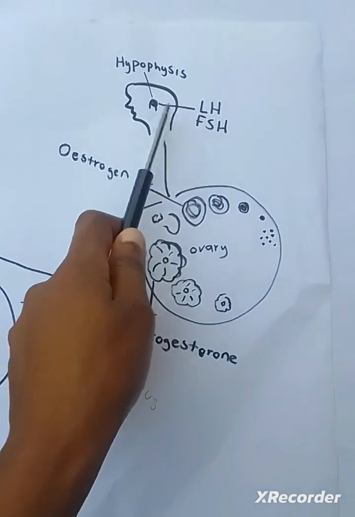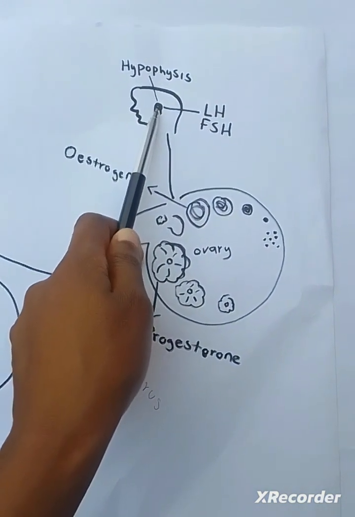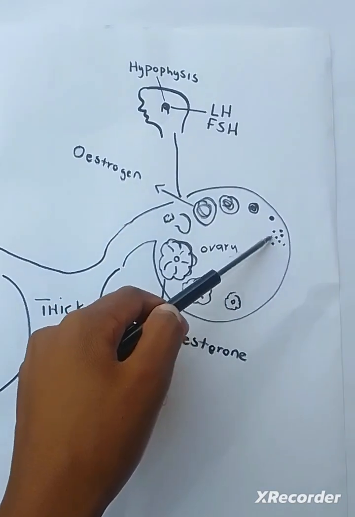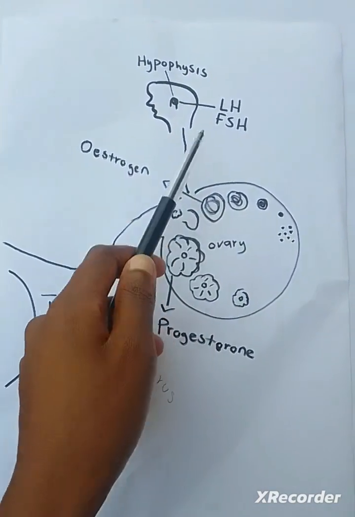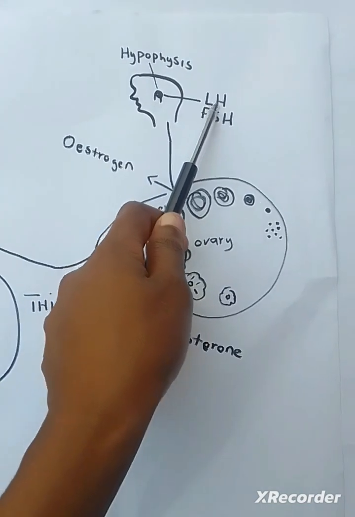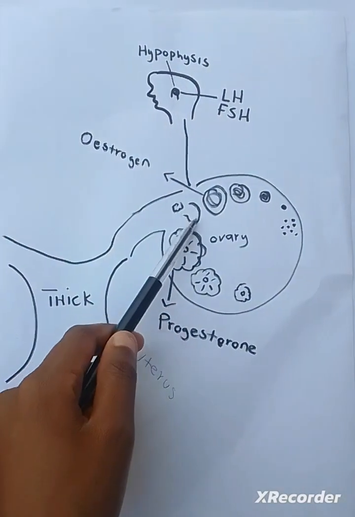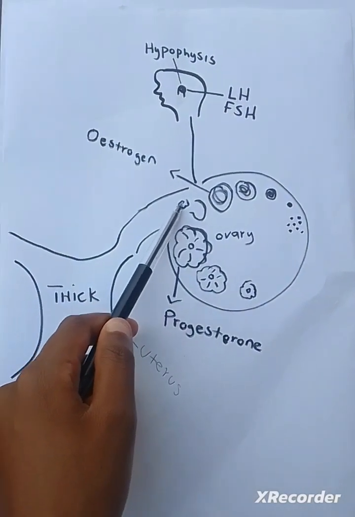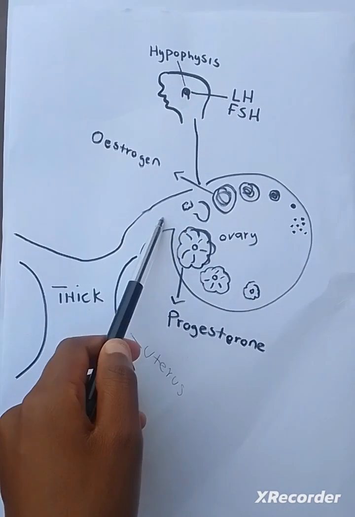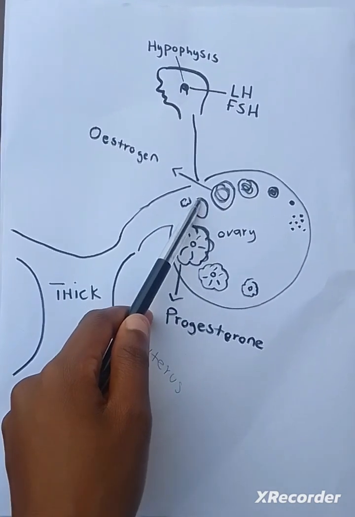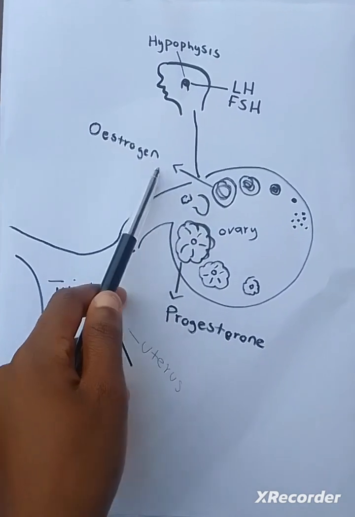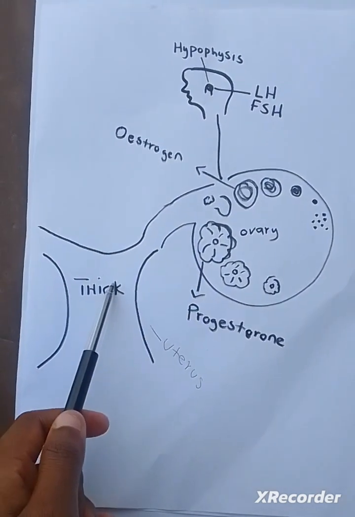They were released by what? By the pituitary gland. FSH to do what? To form follicles, and also to develop a follicle into a Graafian follicle. And then we have LH. What does LH do? It stimulates that Graafian follicle to burst and release an egg. And before it released an egg, that Graafian follicle secreted estrogen to do what? To prepare the uterus, right?